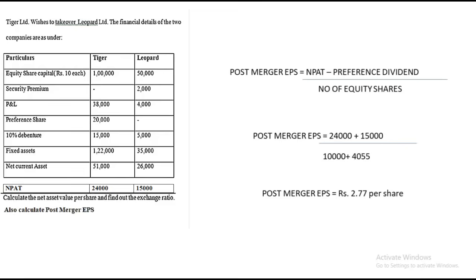So with that, we were able to complete two different types of sums which can come in the exam based on post-merger sums of EPS, MPS. One is using EPS, MPS and PE, and the other one is using the net asset value method. I hope everyone has understood both the methods.